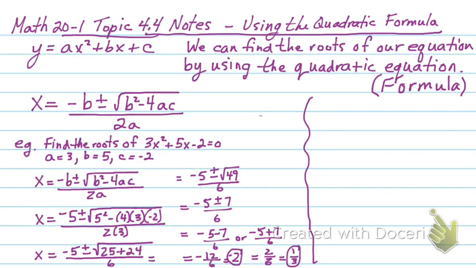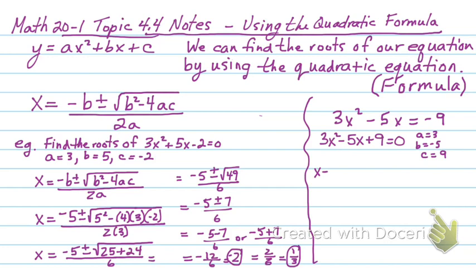Now in our second example, 3x squared minus 5x equals negative 9. We have to bring the negative 9 over to the other side so that it's in the form of ax squared plus bx plus c equals 0. Now you can see that a is 3, b is negative 5, and c is 9.